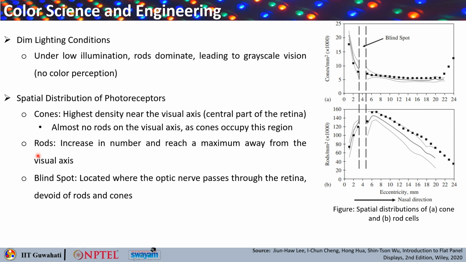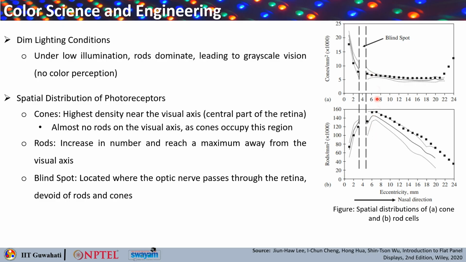Now, we also have to understand the spatial distribution of the photoreceptors in our eye. The cones, which are color sensitive, have the highest density near the visual axis, that is the central part of the retina, and you will see that almost no rods are in the central region, because the cones occupy that region. This is the region where cones are very much in the majority, and this is how they show it.